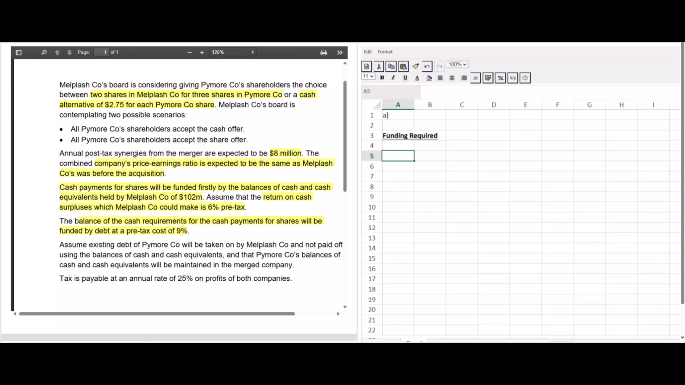So that was the first thing they asked for. So let's do that first. Now I'm going to split this into 2 parts. We're going to think about if they do the cash offer or if they do the share-for-share exchange. So we'll begin with the cash offer.